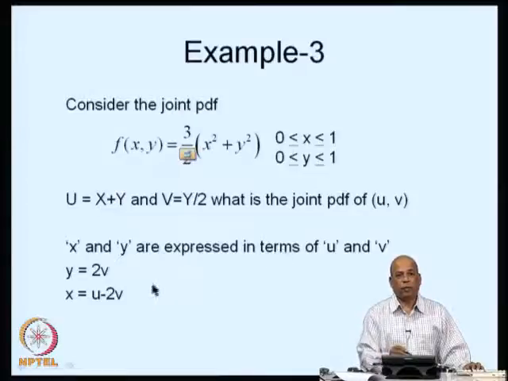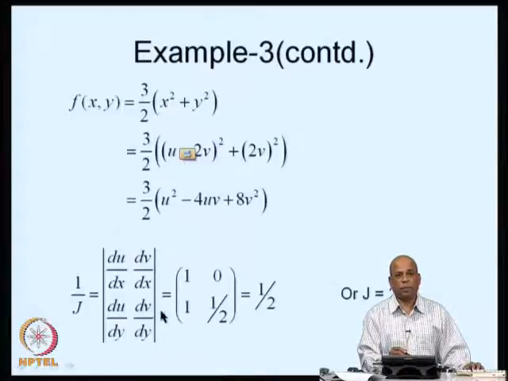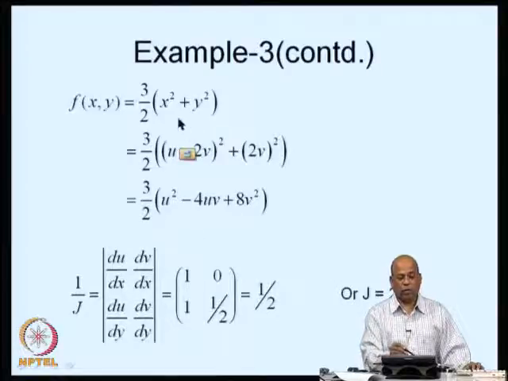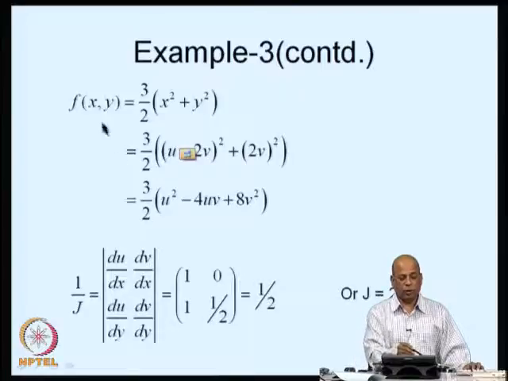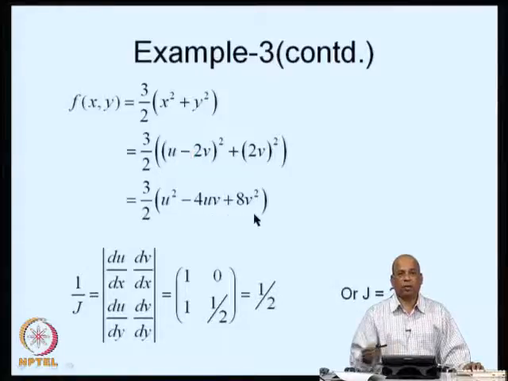Once we express x and y in terms of u and v, we substitute these in the expression for f of x y and express f of x y again in terms of u and v. Looking at f of x y, which is equal to 3 by 2 x square plus y square, you express f of x y as 3 by 2 u square minus 4uv plus 8v square.